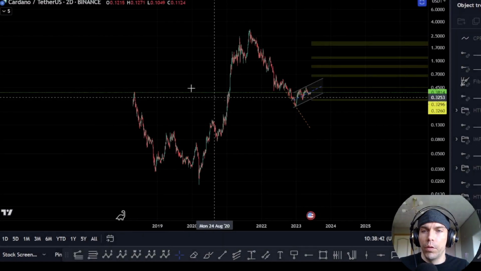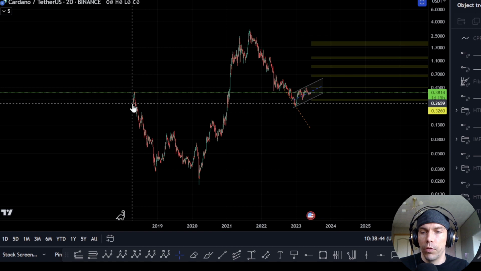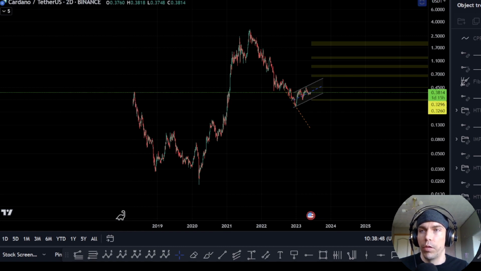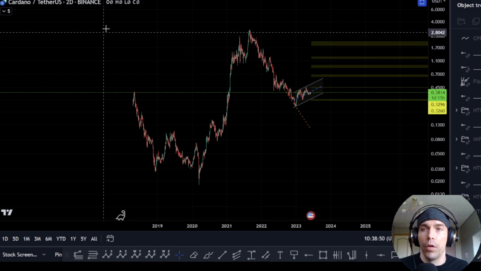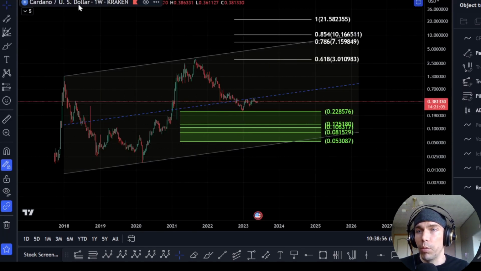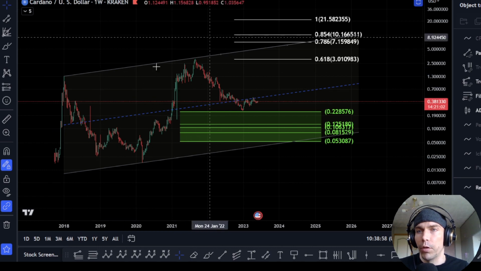Okay, so the first thing that I want to start with is that we do not have full history here. We only have history from 2018. This is with the USDT pair on Binance. Now, we do have slightly more data here on Kraken using the USD pair, so we will talk about this in a second.